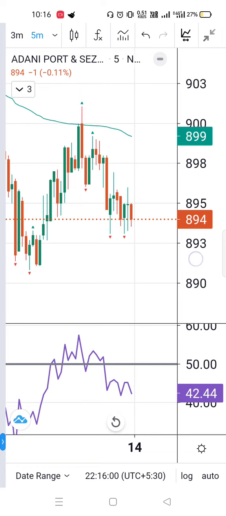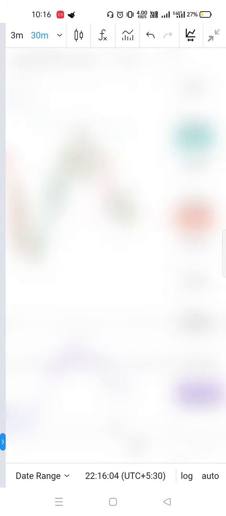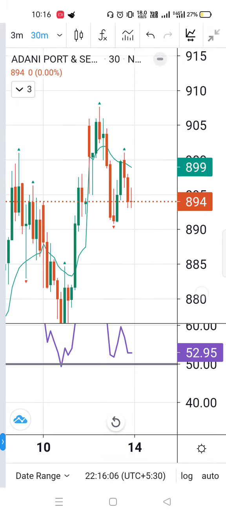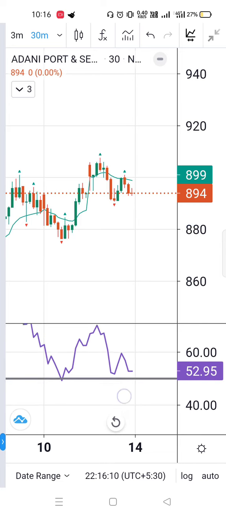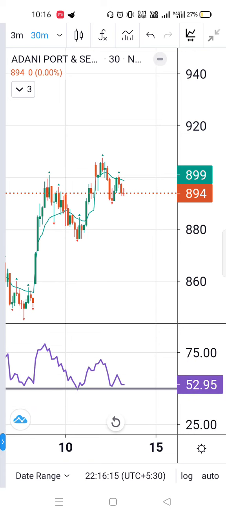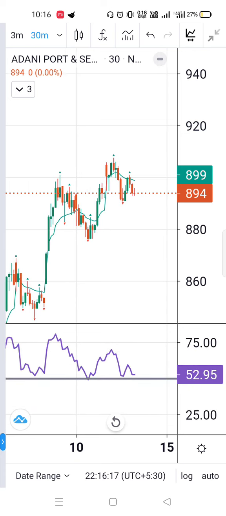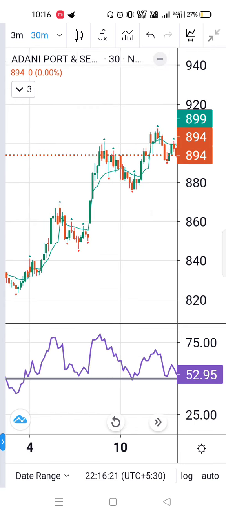Now, as of now we are going for swing trading. So I need to go for the 30 hours, you can check here. I need to adjust the RSI settings. See, listen here. 30 minutes will be better if you are comfortable. 30 minutes also you can go, or else you can go for the one hour.